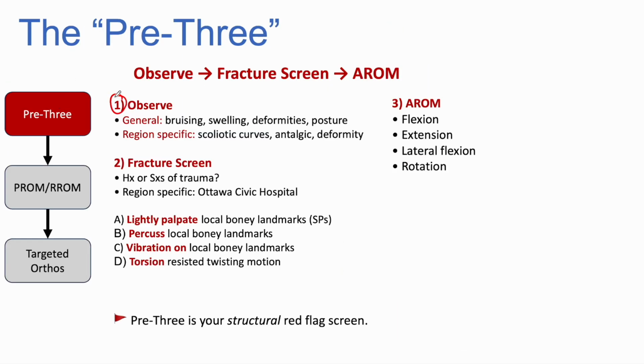The Pre-3 is our structural and safety screen. It answers 3 important questions. First, we use observation to look for any asymmetry, guarding, antalgic posture, or spinal deformity. Second is fracture screening, where we palpate and percuss the spinous processes.